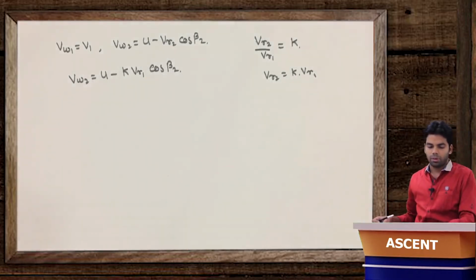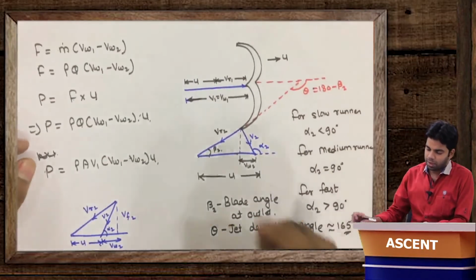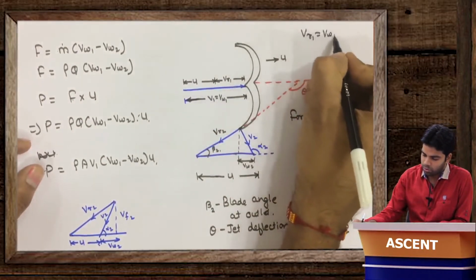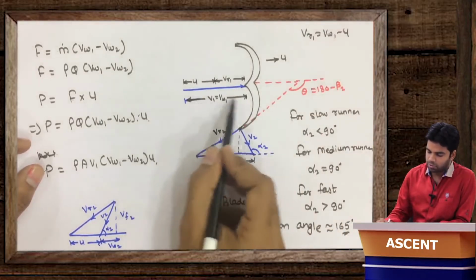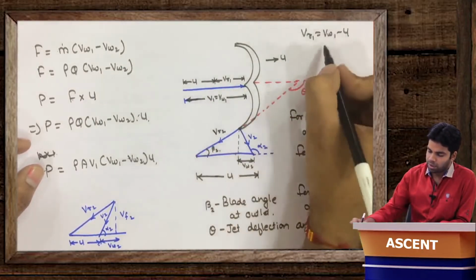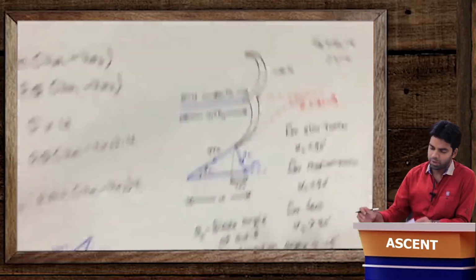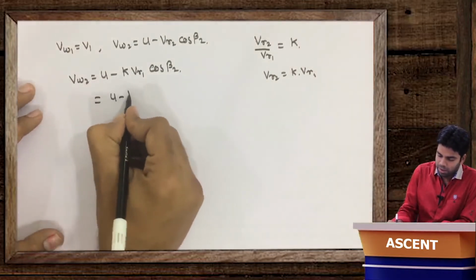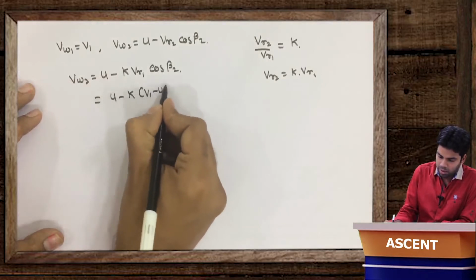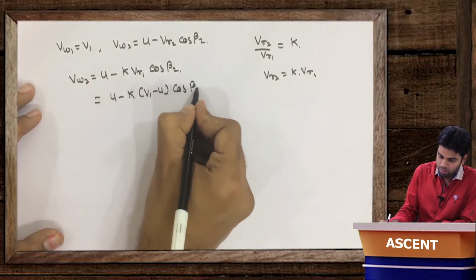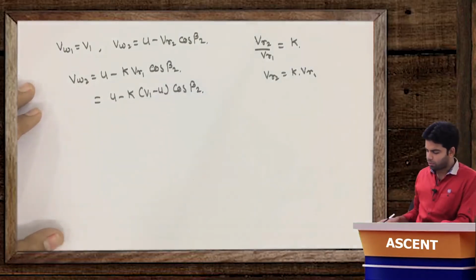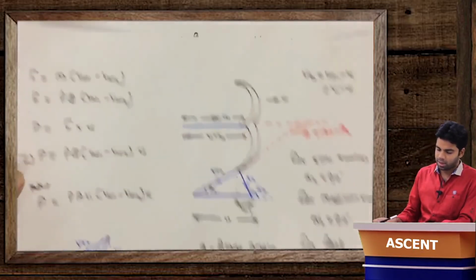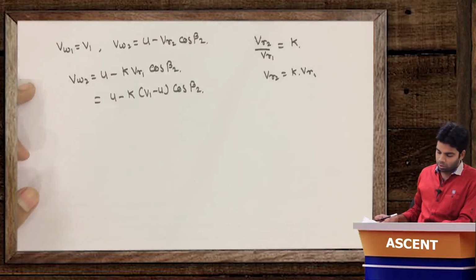Now further this VR1 can be written as, what is VR1 here? VR1 is equal to VW1 minus U. You can write this VR1 as VW1 minus U or V1 minus U. Getting this? So just put the value. This will be equal to U minus K into (V1 minus U) into cos beta 2. As I told you, we are considering the case where alpha 2 is greater than 90 degree. So what will be the efficiency?